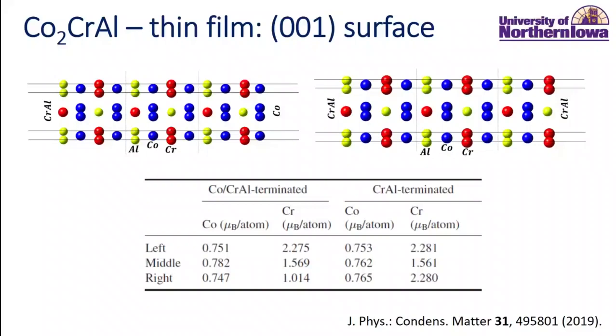For the cell with the cobalt termination, we get a total magnetic moment which is non-integer. And for the chromium-aluminum terminations only, we get an integer total magnetic moment for the entire cell, which is another indication of half-metallic properties.